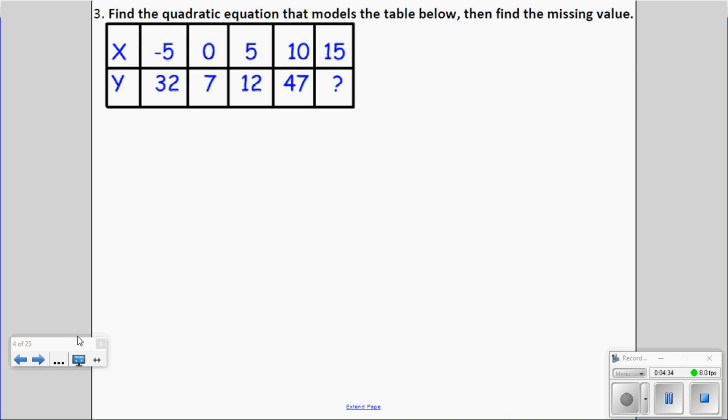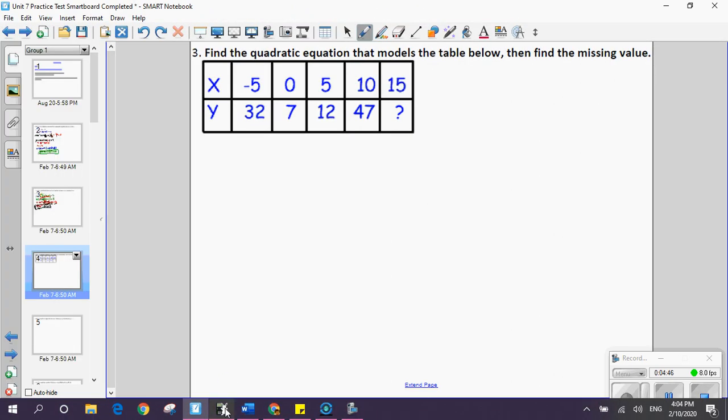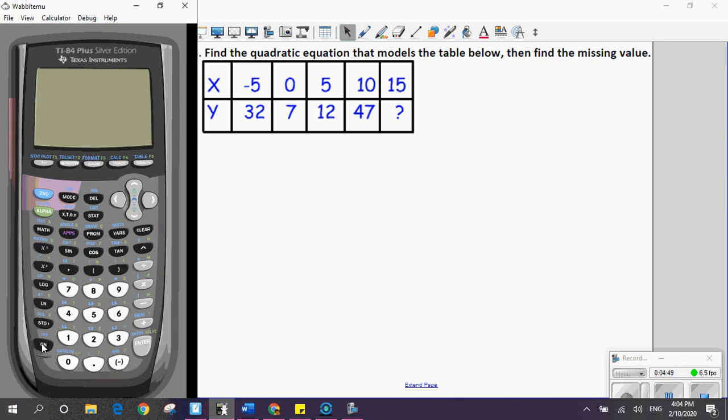Number 3 wants us to model the equation and find the missing value. So this is where we use quadratic regression. So we need a graphing calculator. So go to Stat, Edit. Make sure you have an L1 and an L2, which you should. If not, you need to raise your hand and or see me so I can tell you what to do after that. Enter the x values in L1.